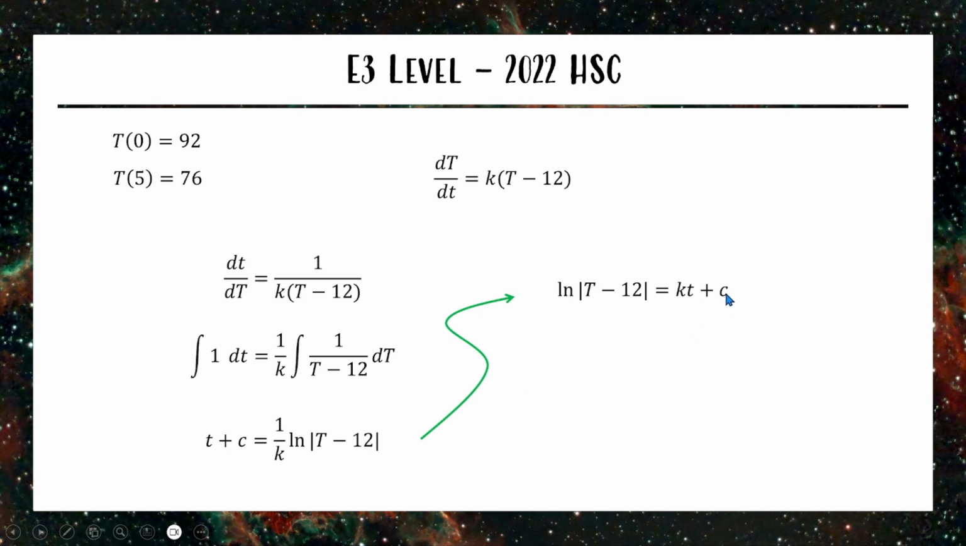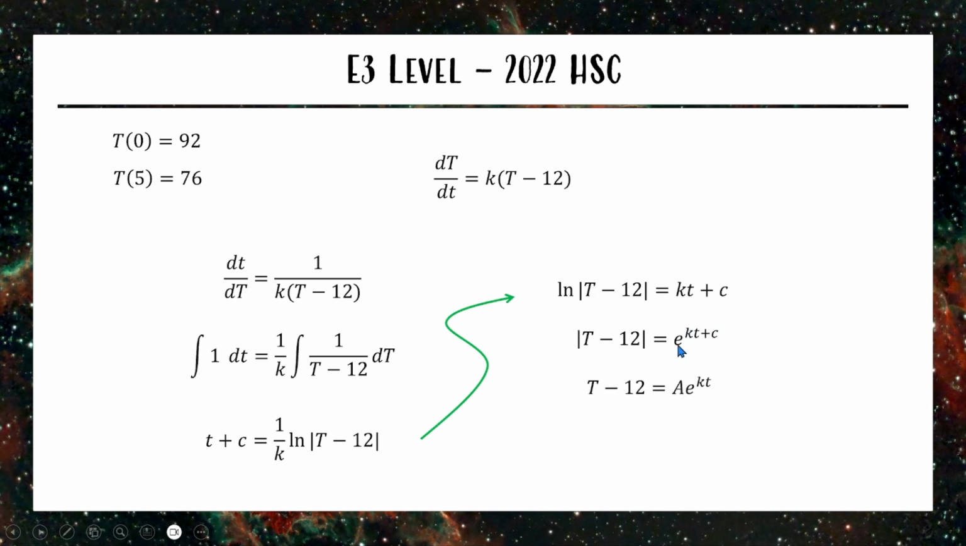So we can just leave it as c, just to make things a little bit more simple. Now we can get rid of the natural logs by taking the exponential of both sides. So if you raise the left-hand side to the power of e, the logarithm vanishes. So the right-hand side is raised to the power of e as well.